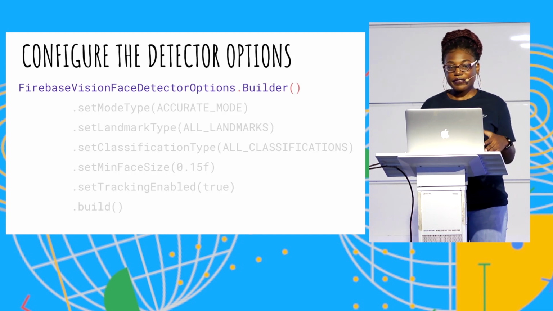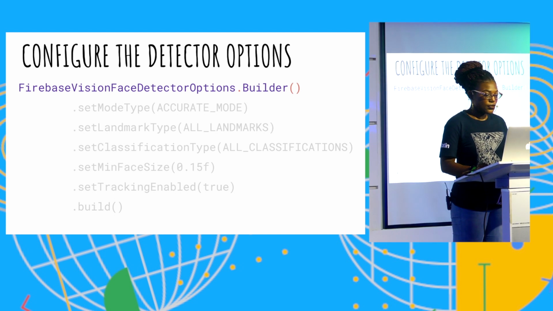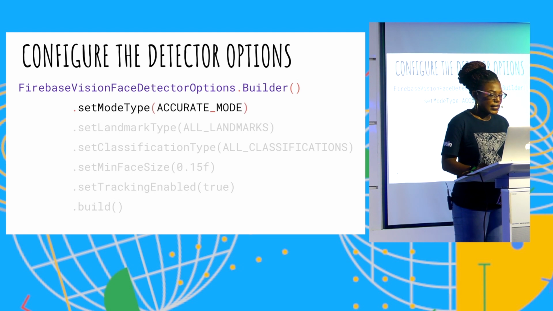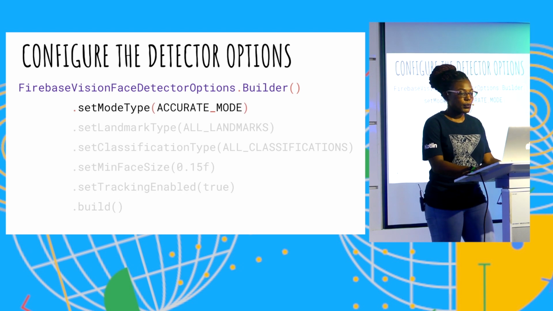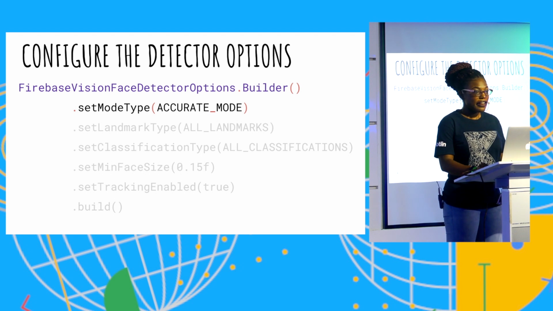Here we have the FirebaseVisionFaceDetectorOptions, and we're going to populate this. So here we set the mode type. This will indicate whether we want accurate or fast mode. Fast mode is usually fast, but less detailed. The accurate mode is slower, but returns a more detailed result.